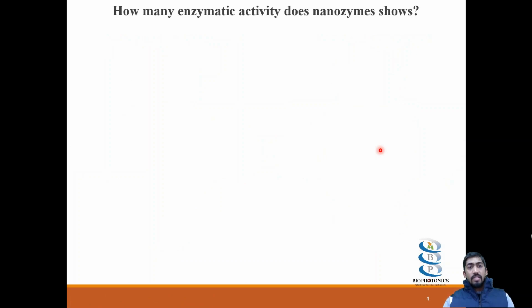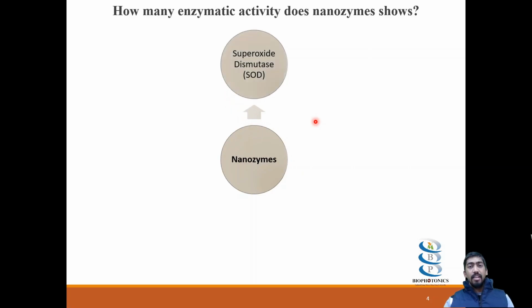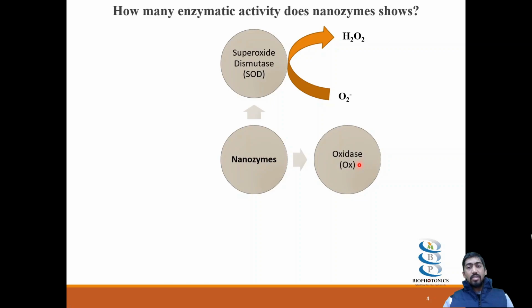Let's understand how many kinds of enzymatic activities nanoenzymes can show. There are many, but here I'm going to focus on four major enzymatic activities. First is superoxide dismutase activity, which can convert the superoxide anion into H2O2 in the presence of nanoenzyme. The second is oxidase activity, where oxygen in the presence of a substrate gets converted into water or H2O2.